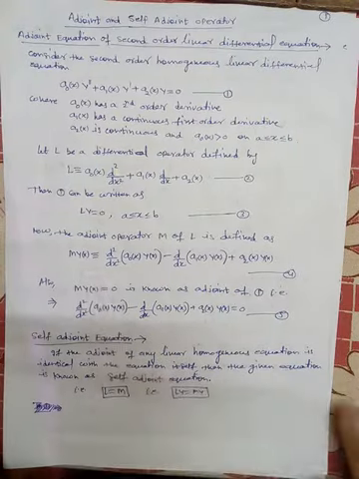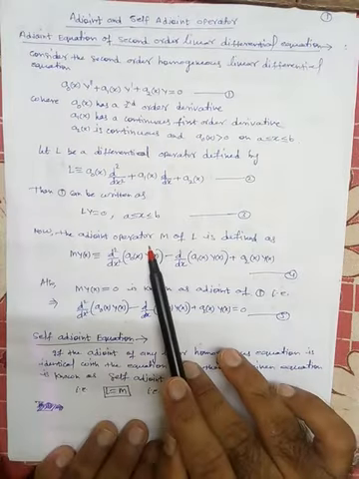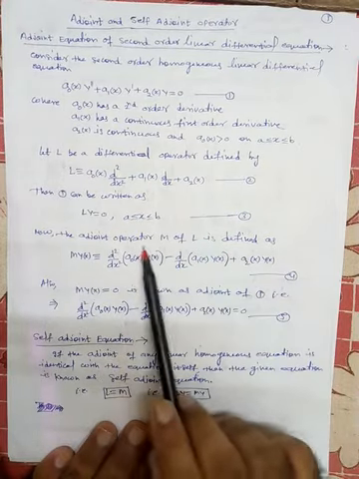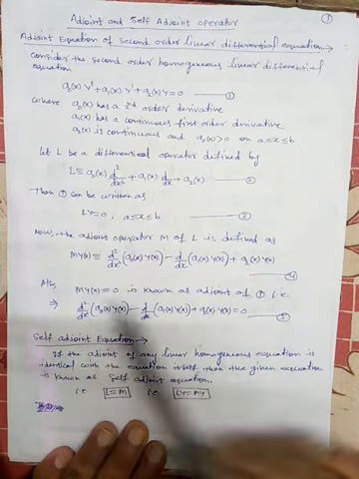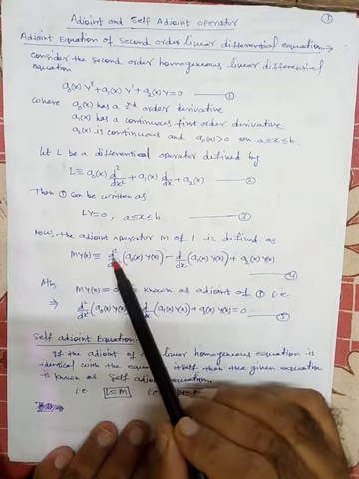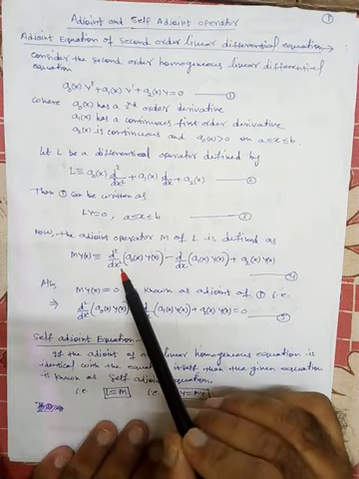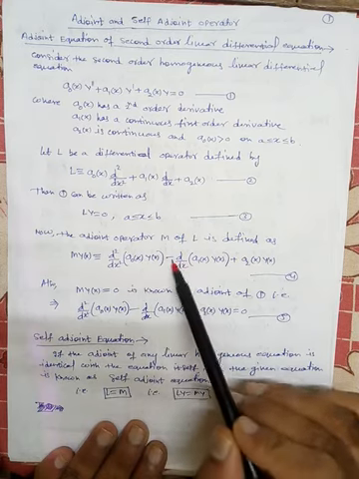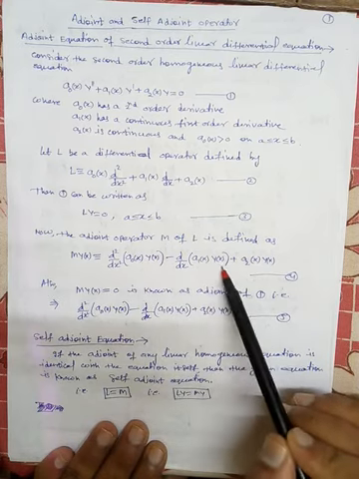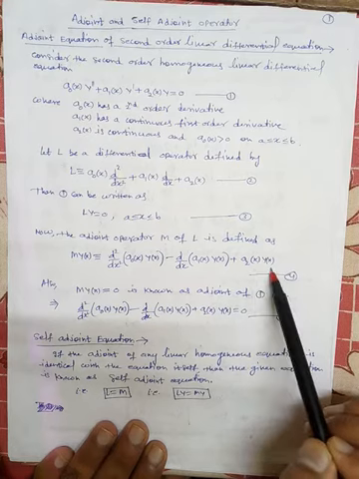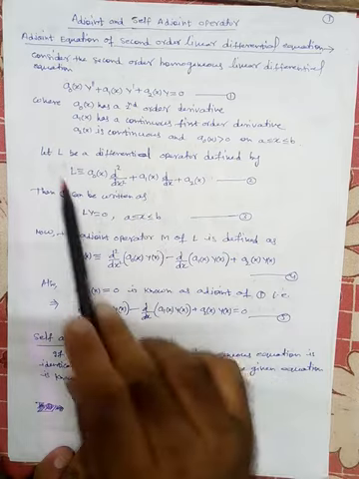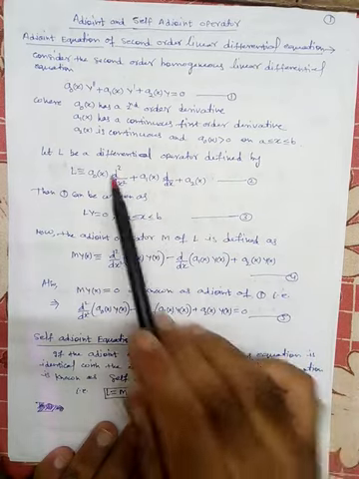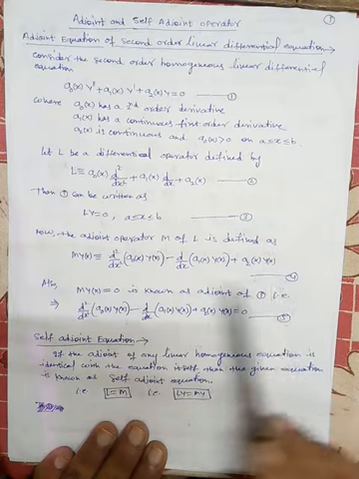Now, the adjoint operator. If we have this as our equation, then the adjoint operator M of L is defined as My, which is nothing but d2 by dx2 of a naught x yx minus d by dx of a1x yx plus a2x yx. So this is the adjoint operator. If L is the differential operator of this form, then its adjoint operator is defined by this.